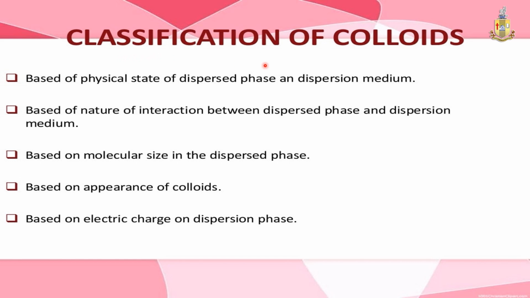Let's look at the classification of colloids. Colloids can be classified based on a number of factors. Some of these are given here. Colloids can be classified based on the physical state of the dispersed phase and dispersion medium. We can also classify them based on the nature of interaction between the dispersed phase and dispersion medium, the molecular size of the dispersed phase, the appearance of solids, and the electric charge of the dispersed phase. Let us look at each one of these.